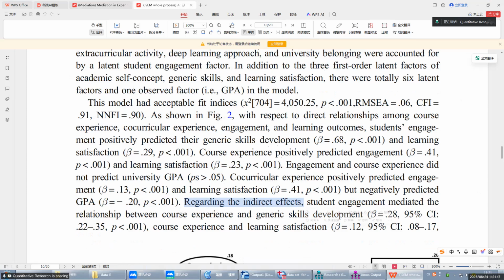Then followed by beta value, and followed by 95% confidence interval. Why? Because this interval from 2 to 3.5 does not contain 0, so the mediation is significant. Yeah, that's how you report the mediation. Okay, that's it. That's how we test mediation.